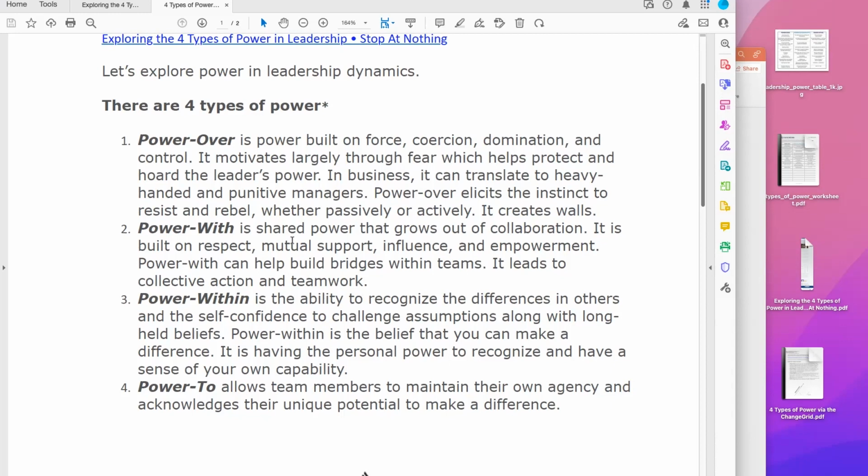Yeah. Power with is definitely amiable driver. Yeah, the amiable driver, because you see words like collaboration, respect, mutual support. This obviously involves an appreciation for others who are involved or impacted by whatever is going on. So that makes a perfect good overlay. So that leaves us with power within and power to. And this is where I'm hoping a debate is going to occur.